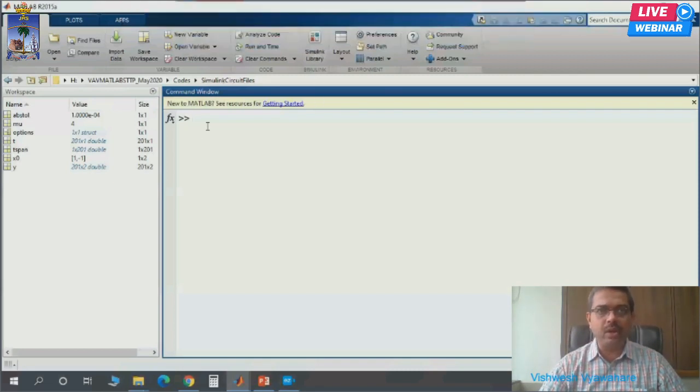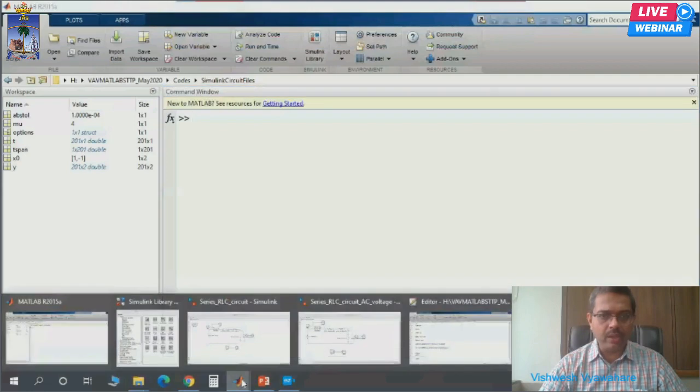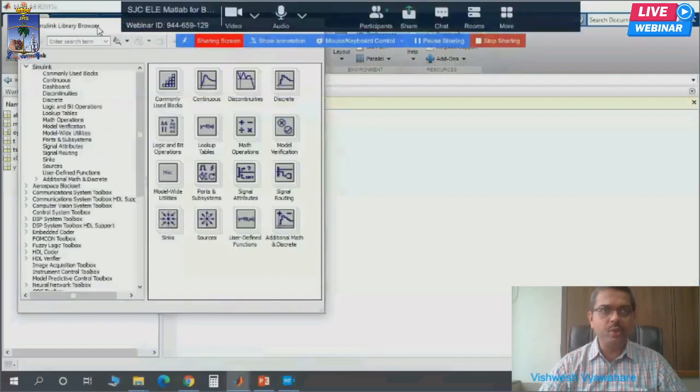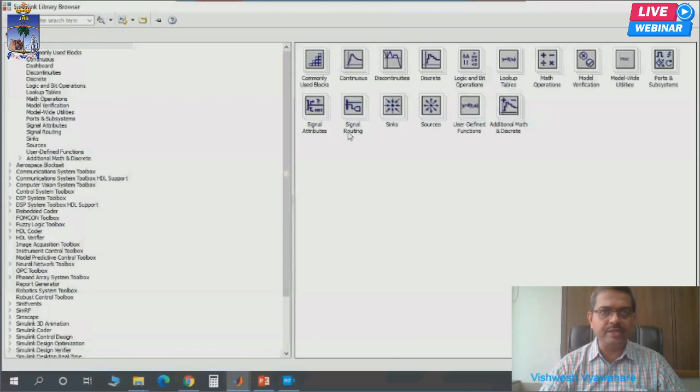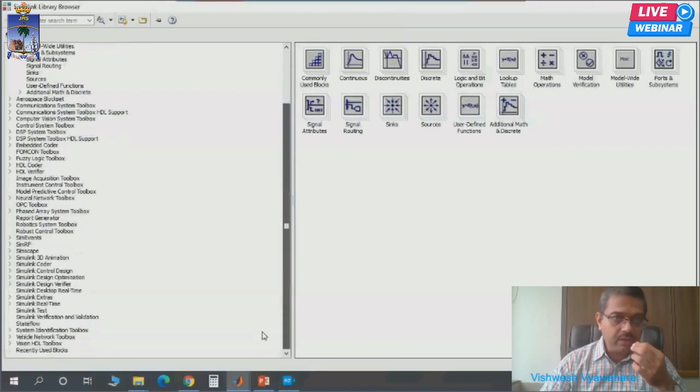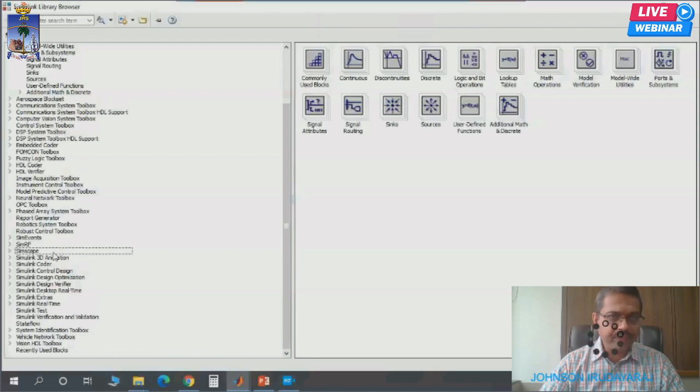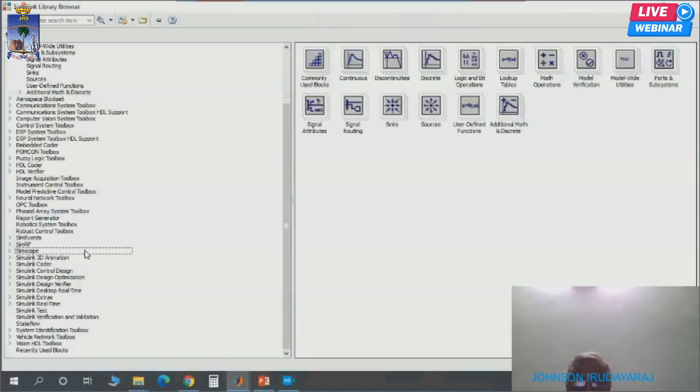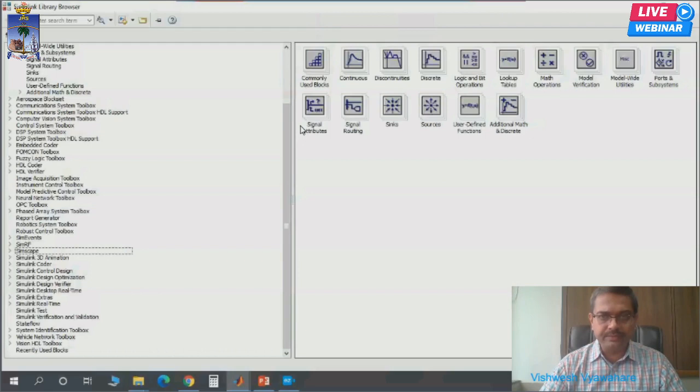And for that, you need something called the Simulink library. I have already opened that Simulink library. Let me show you. I hope this Simulink library is visible to all. Now here on the left hand side, you have got different libraries available. For example, if I go to Simscape, then I can show you that you can have different electrical circuit components available here.